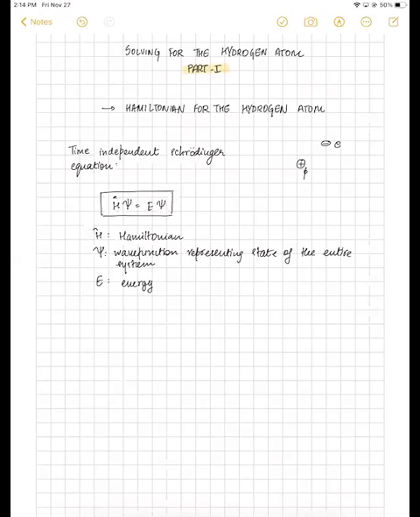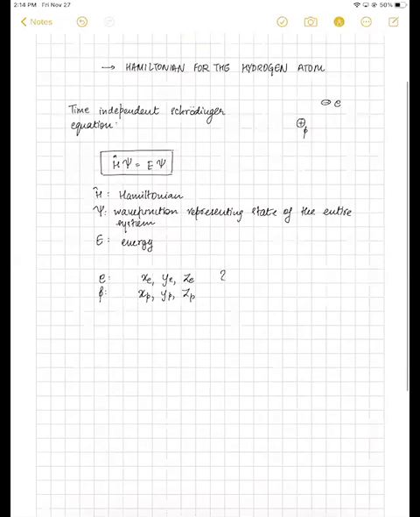So let's first define our coordinates for the electron. We're going to have XE, YE, and ZE. And for our proton, similarly, we have XP, YP, and ZP. So our wave function is going to be a function of all of these 6 coordinates, XE, YE, ZE, and XP, YP, and ZP, because this wave function represents the state of the entire system.